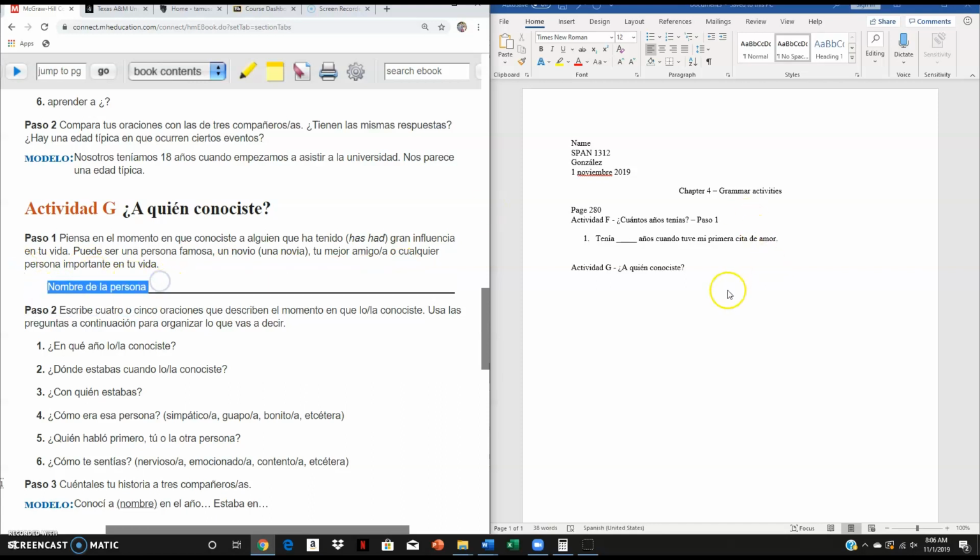So the first step is to name the person, okay? So paso uno is the name of the person. Nombre de la persona, and you'll just write their name here. Then paso dos wants us to talk about different things, right? So 4 or 5 different sentences to describe when you met them, okay? Lo o la conociste. Remember, for conocer in the past tense, that means in preterite tense, it means that when you met them, okay? Use these questions to organize what you're going to say. What year did you meet them? Where were you when you met them? Who were you with?